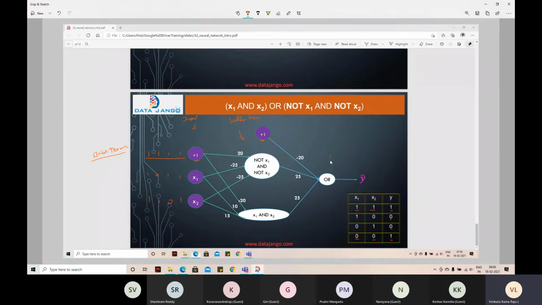Right? And this is the output layer. Okay, for a hidden layer also you have the bias term. Okay, so the bias term is there to generate the theta 0 term, right? So now let us look at this particular node.